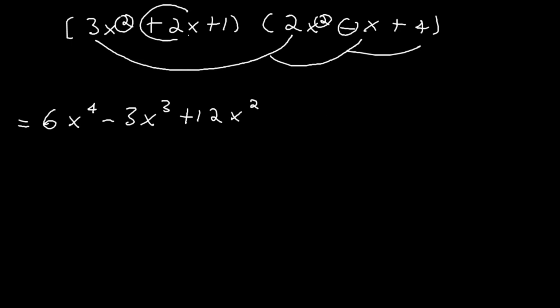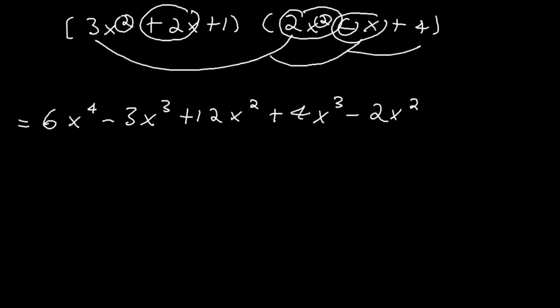Now let's multiply 2x times 2x squared. That will be positive 4x cubed. Now 2x times negative x will be negative 2x to the second power. 2x times 4, that will be 8x. Now 1 is positive, and anything multiplied by 1 will give you back that same number. So that will be 2x squared, negative x, plus 4.